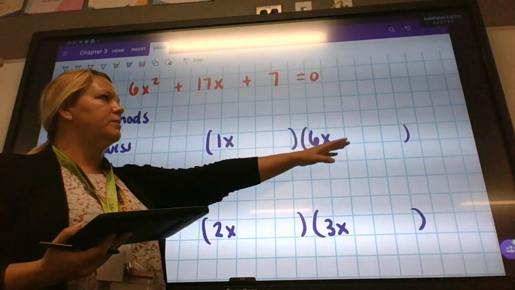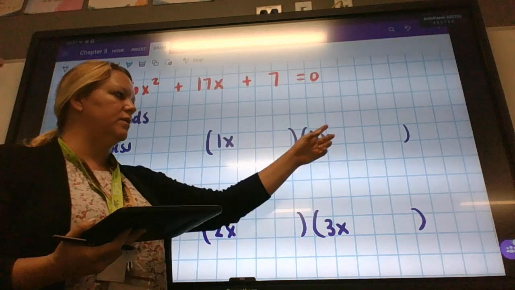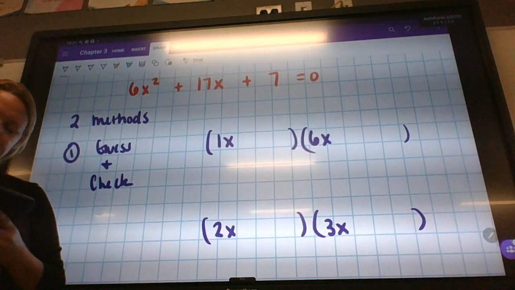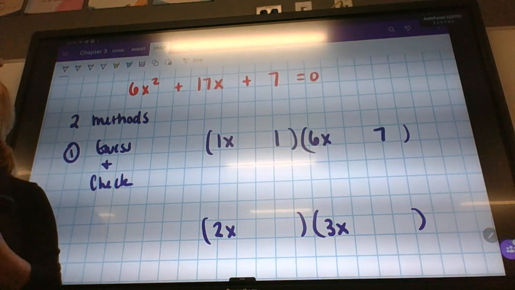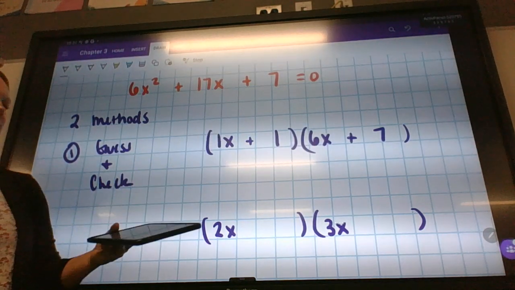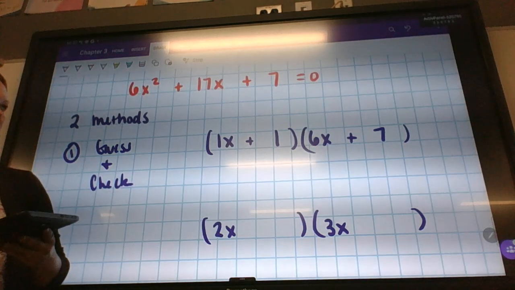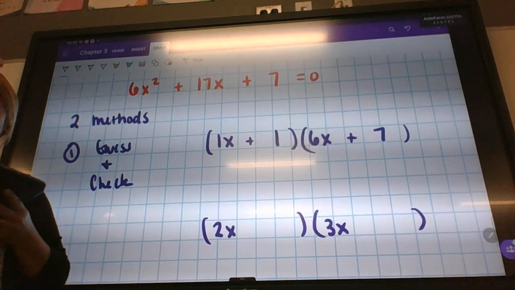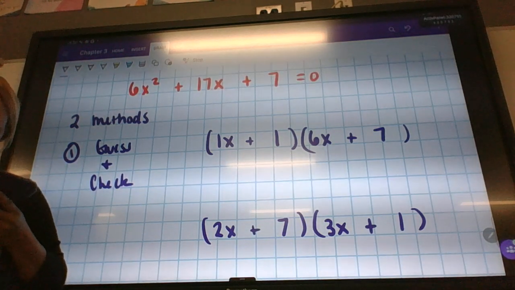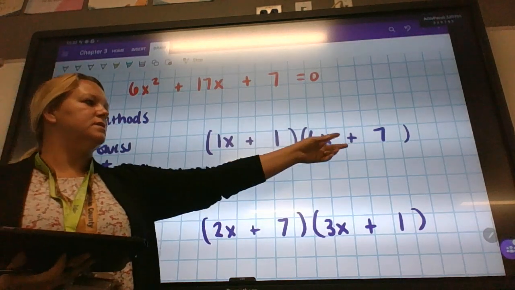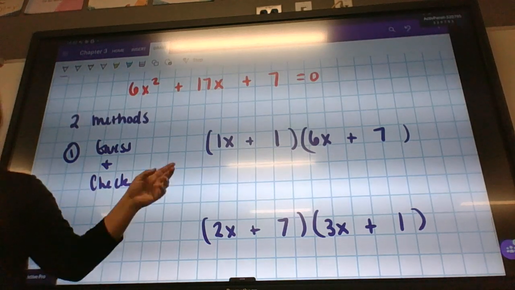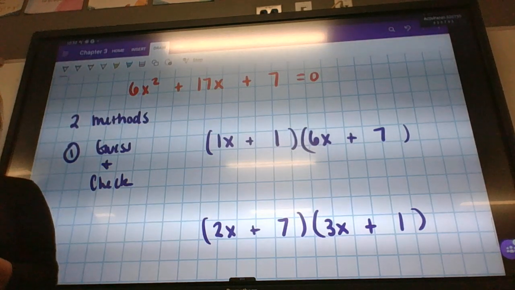And then I know that the other numbers have to make 7. So I will look and I will fill in these spots. So if I need a 7 in the C spot, maybe I want to do 1 times 7. So maybe it's this. 1 times 7 makes 7. Or maybe it's 7 and 1. Or maybe this 7 goes here, and this 1 goes here, and the 7 goes here, and the 1 goes here. It's one of these options. So I can FOIL them and try to figure it out. That's the guess and check method.